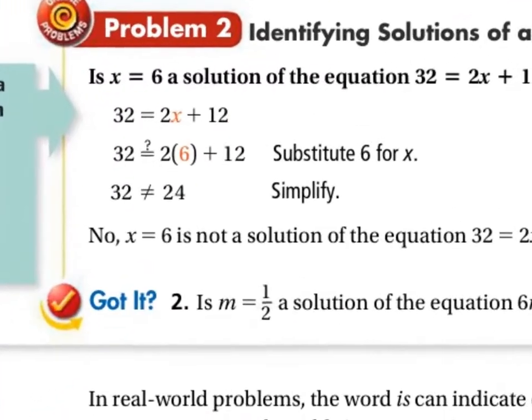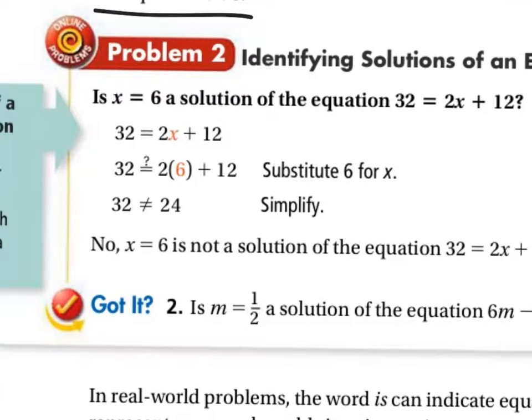They substituted a 6 in place of the x, and they got 32 on one side, 24 on the other side. Notice the little question mark here because they're checking to see. They don't know if they're equal or not. That's why they put the question mark there. And then you can see those are not equal, so your equal sign with a line through it. Those are not equal. And so then we could say, no, x equals 6 is not a solution of that equation.